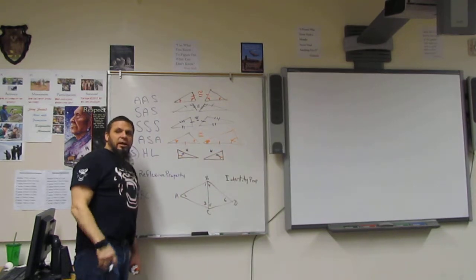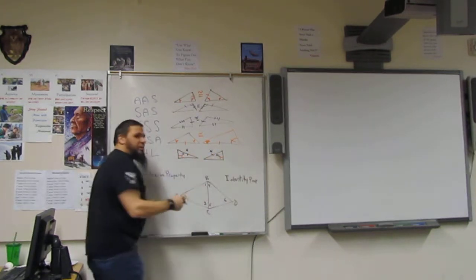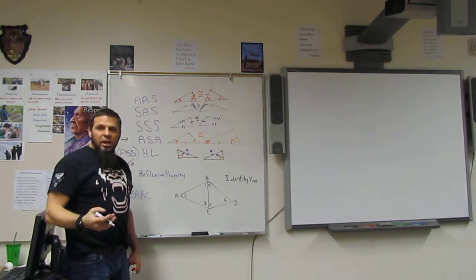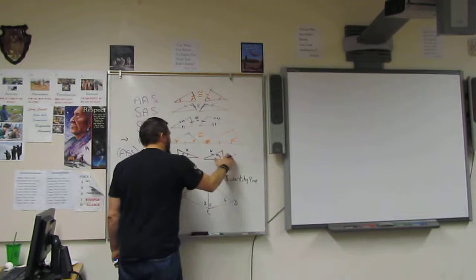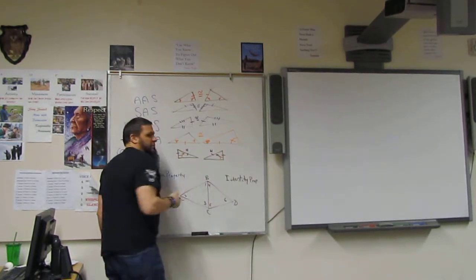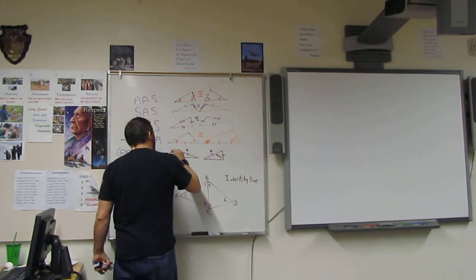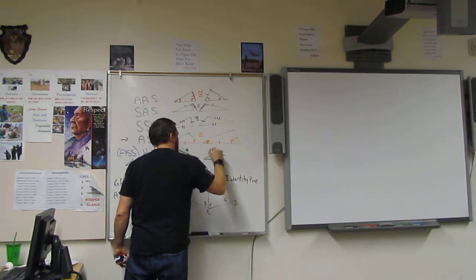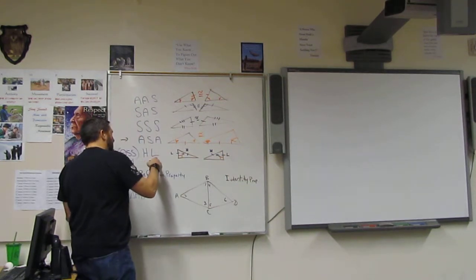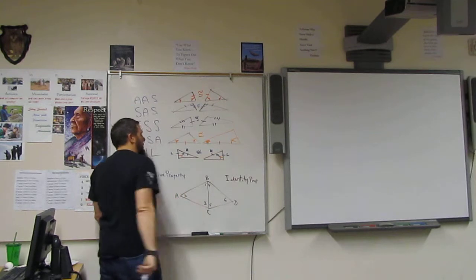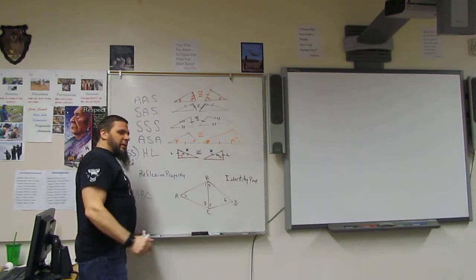Okay? And the hypotenuses in this HL, they have to be congruent. The other thing that has to be congruent is a leg. Doesn't matter which leg, it can be these two. But a leg has to be congruent. If we have a leg and a hypotenuse, then we have what's called hypotenuse leg. And that means that these two triangles are congruent. Alright?